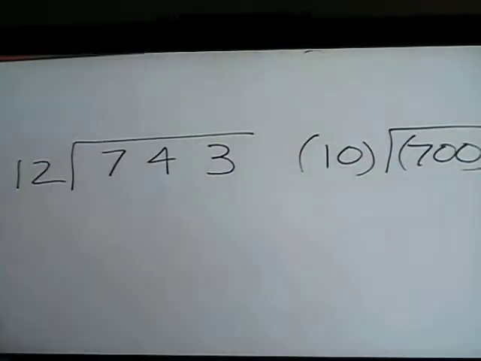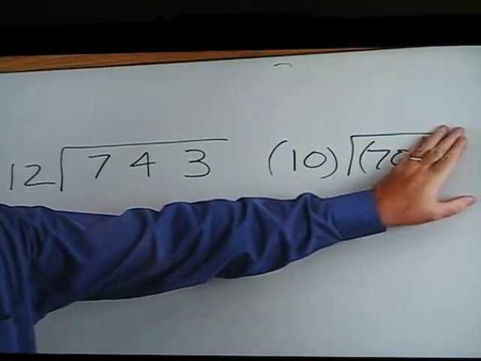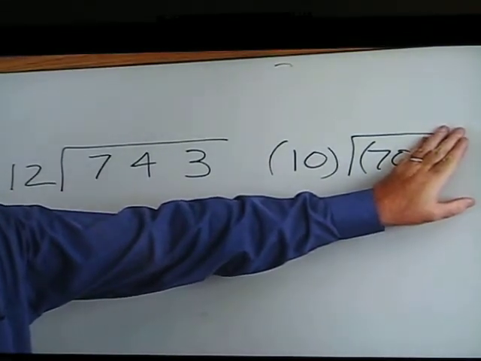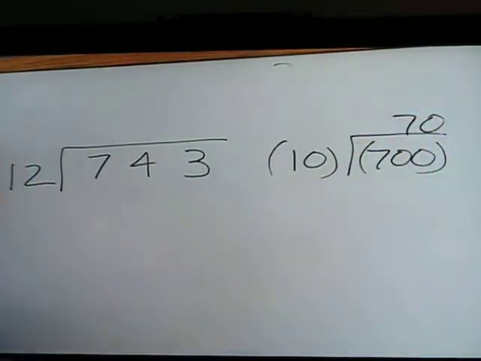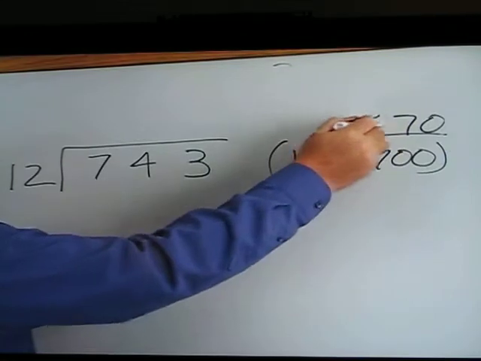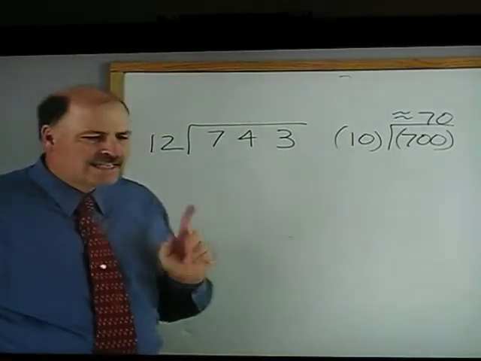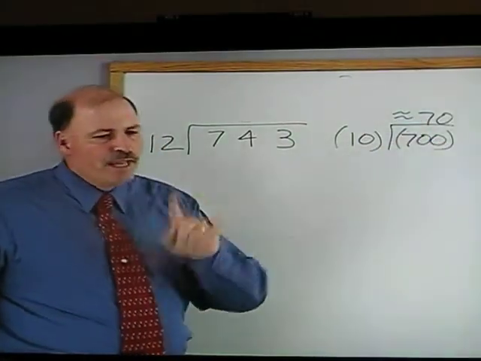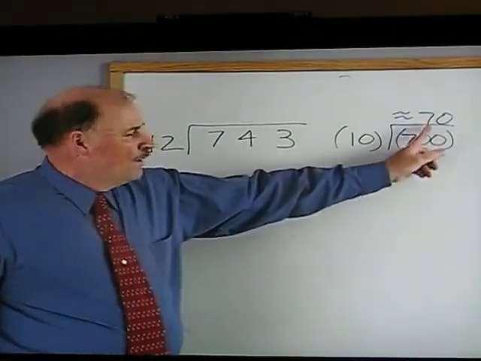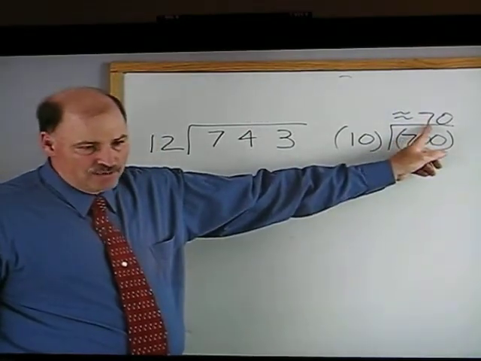Okay. Let's put our mittens on here. 10 times what will give me 70? 7. But then we bring our 0 up. So our answer, we're thinking, should be approximately 70. But you know what? One of the biggest things I'm looking for here is not the correct number. The biggest thing I'm looking for is what place value. This is going to start in the tens place, right?